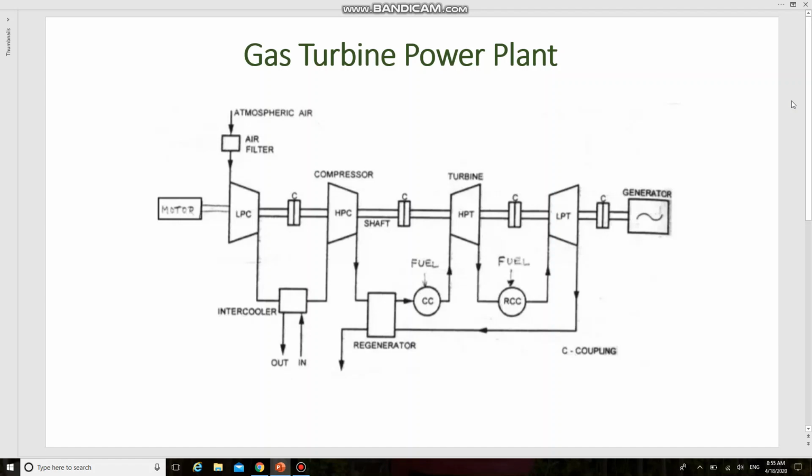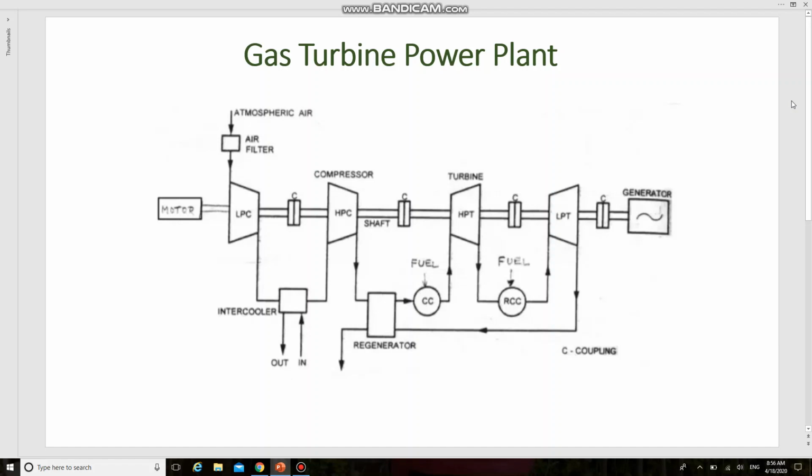Students, in this video we are going to discuss the gas turbine power plant, its working and construction. A gas turbine power plant may be defined as one in which the principal prime mover is of turbine type and the working medium is a permanent gas.